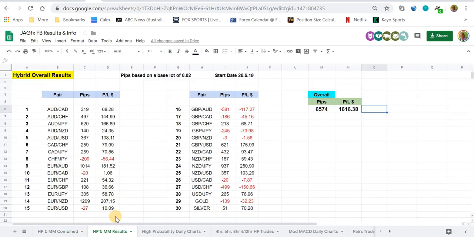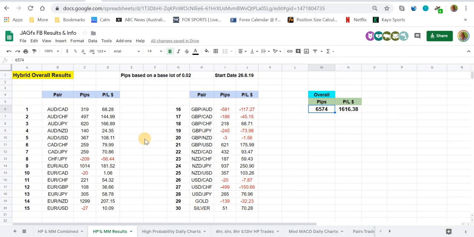Jump across to HP and MM results, just an overview for each pair. I've just changed and put them in alphabetical order. Pair, pips to date, and profit loss in dollars, and here's the overall. So all based on a base lot of 0.02, so only trading very small. So there's 6,574 pips and $1,616.38 in profit. So you can see which pairs are causing me the grief.